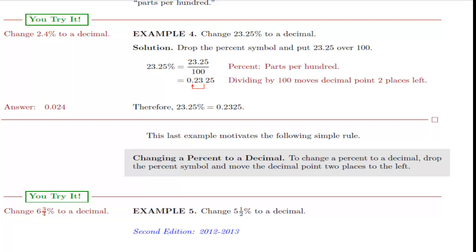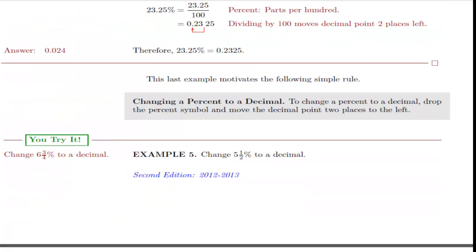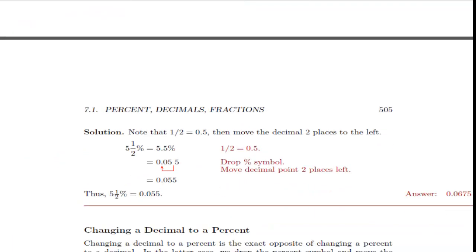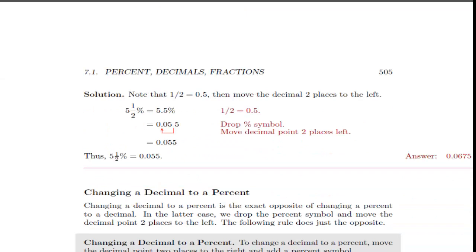Changing a percent to a decimal. To change a percent to a decimal, drop the percent symbol and move the decimal point 2 places to the left. Example 5. Change 5.5% to a decimal. Solution. First, we'll drop the percent symbol, then we'll move the decimal point 2 places to the left to get 0.055. Thus, 5.5% equals 0.055.